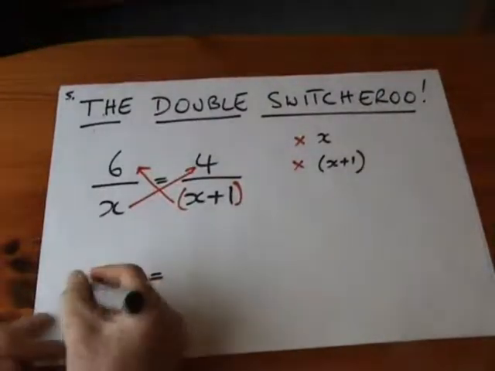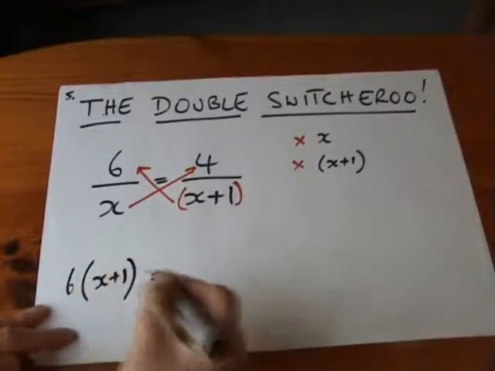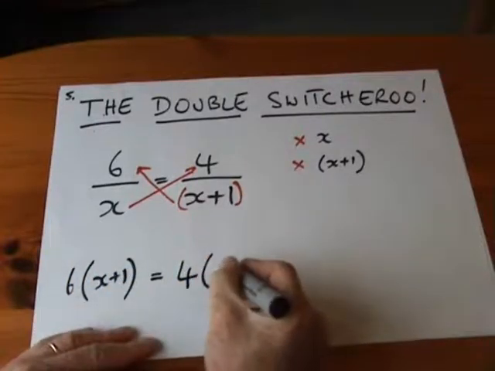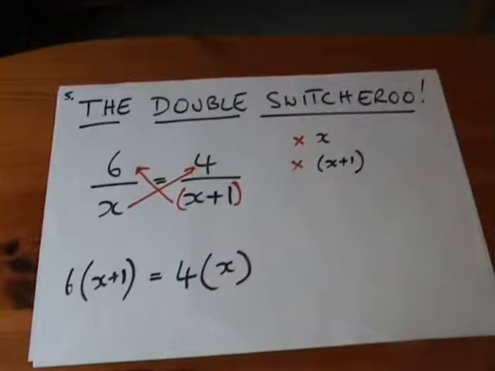And if I do that, I get 6 lots of x plus 1 equals 4 lots of x. And I could finish that off in the usual way by opening the brackets up, collecting like terms, subtracting the same thing from both sides, and I'll end up with my answer. Should we just do that?